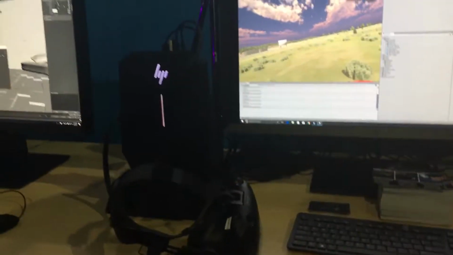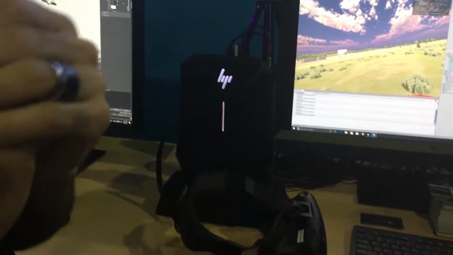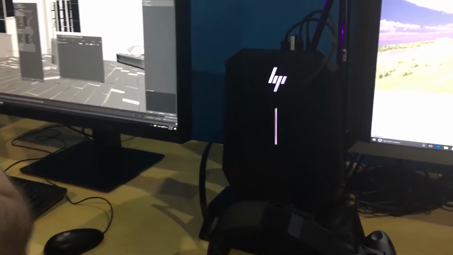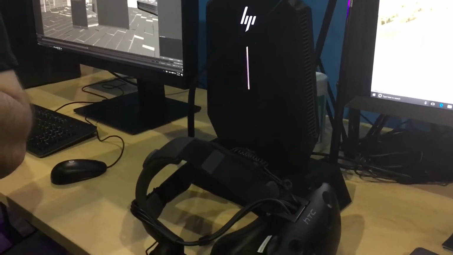Its price point is $3,200 for this model, and there's a couple other variations of the model. And it should be expected to be worldwide released around late September, early October.